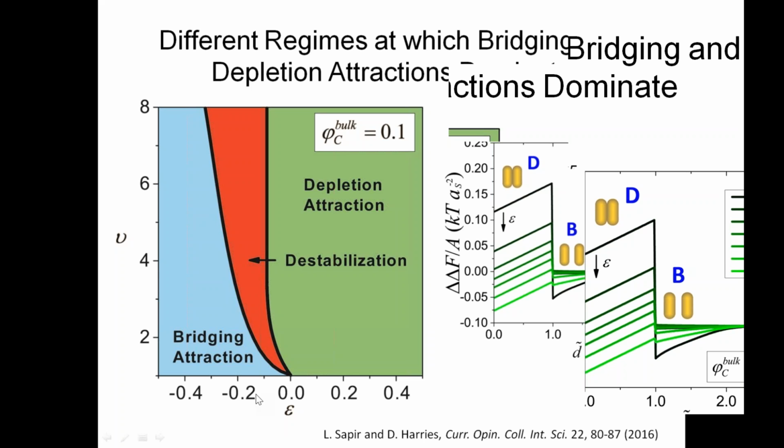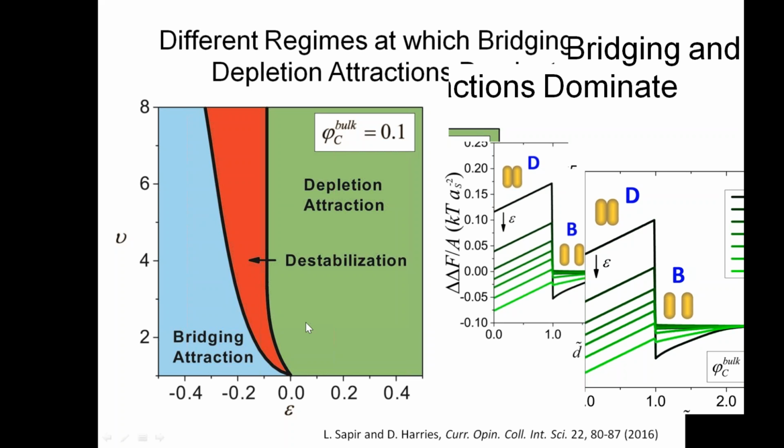Where's the global minimum? There is no surprise that for very negative values of epsilon, the bridge interaction will stabilize the bridge state. For very positive values of epsilon, the cosolute will be repelled from the colloid and will introduce depletion interaction to stabilize the depleted state. And for intermediate values of epsilon, the cosolutes will act to stabilize the fully expanded state of the colloid.